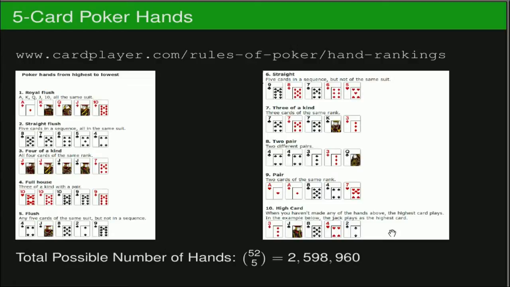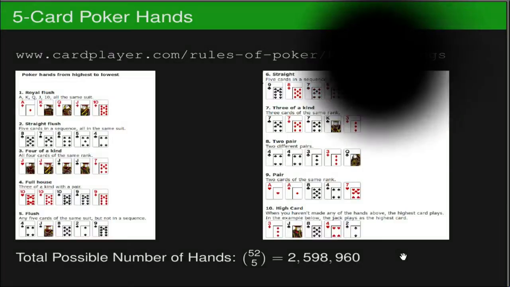If we just look at the total possible number of hands that can be dealt from a standard deck of 52 cards, now we're going to get to use our binomial coefficients. We've got 52 cards, and we want to choose 5 of them. Well, there are 2,598,960 ways that we can be dealt one 5-card hand of poker.